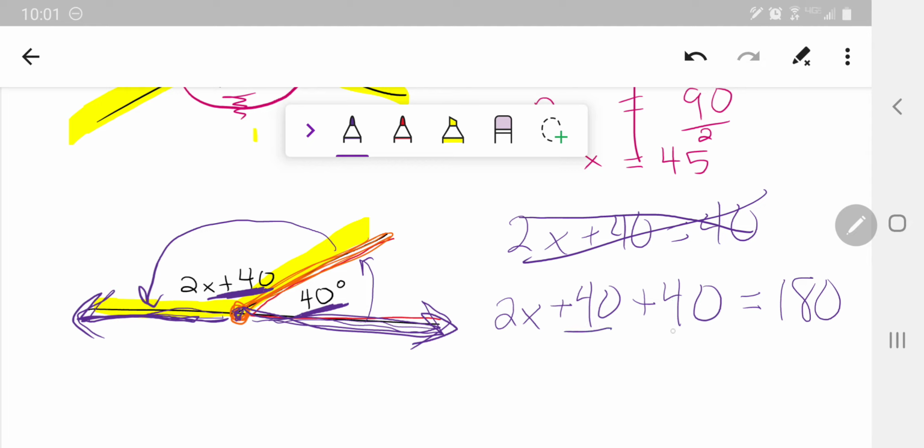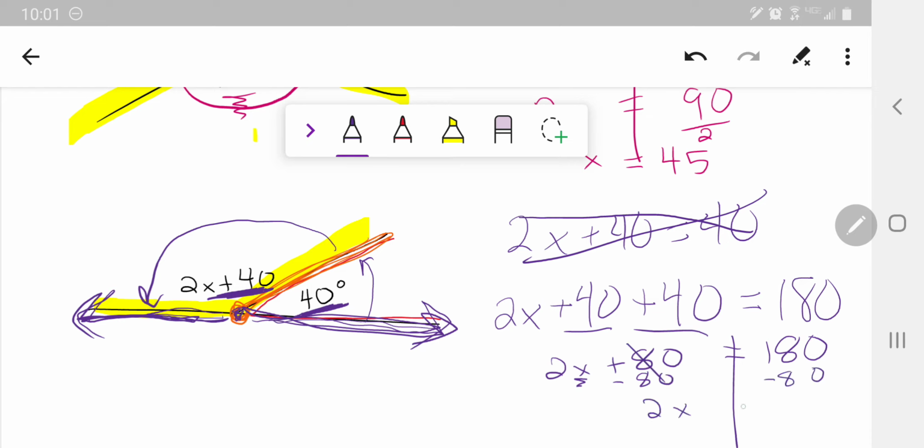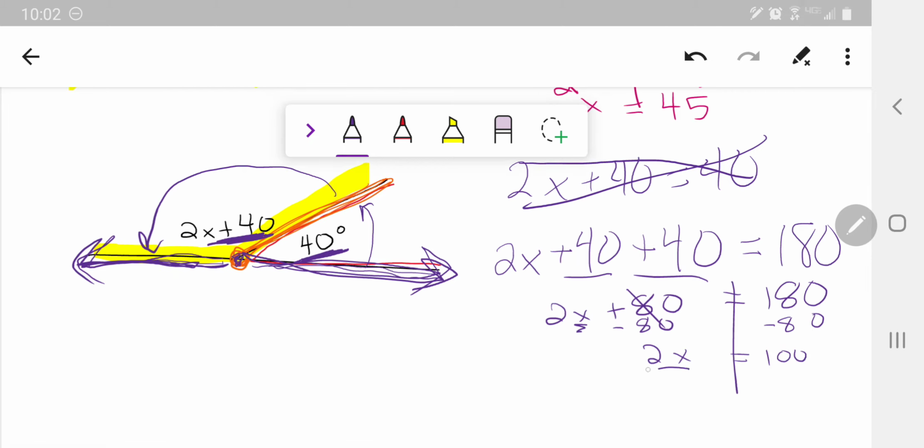Now we're going to simplify the like terms. That's 2x plus 80 equals 180. And now we're going to isolate the variable using inverse operations. Minus 80, minus 80. 2x equals 100. Divide by 2, divide by 2. X equals 50. So, what does that mean?